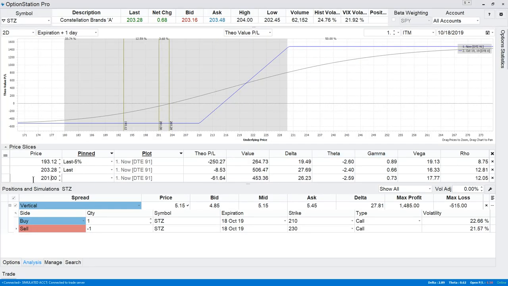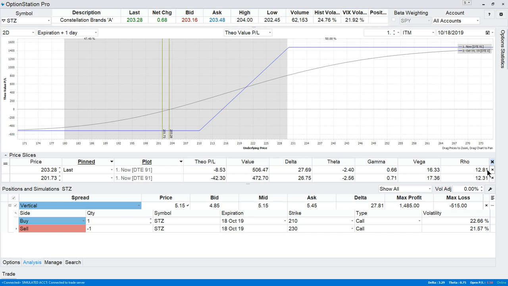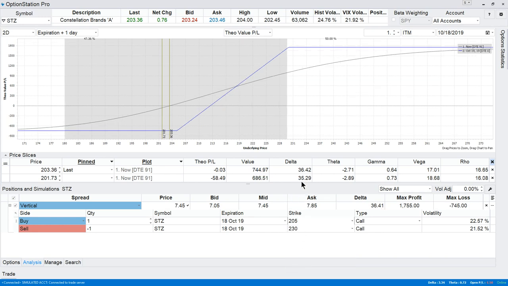So at 201.73, not at the current price, which is last, what's my delta? Notice how the delta is 26.75. So I need more delta. How do I get more delta? I need to lower my strike. What if I do 205? Now I got 35. So now I am meeting what I need.